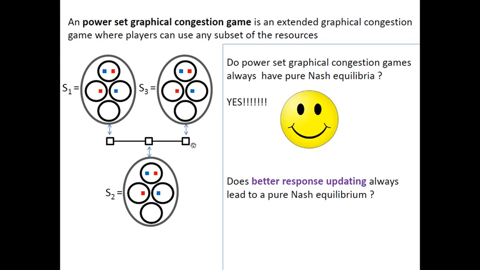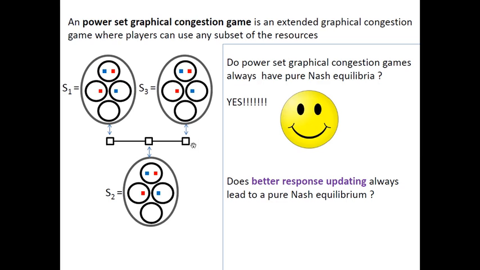This is good news and quite surprising really, because these are very general systems. They have heterogeneous resources potentially, heterogeneous players perhaps, and really quite complicated strategy spaces. But they always have pure Nash equilibria.